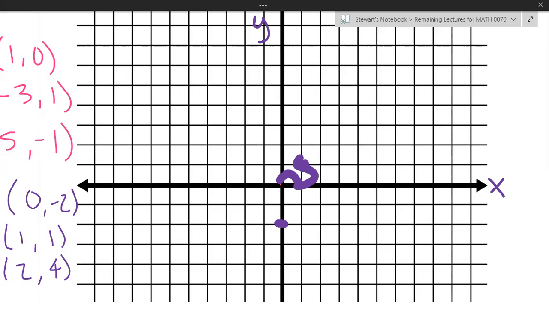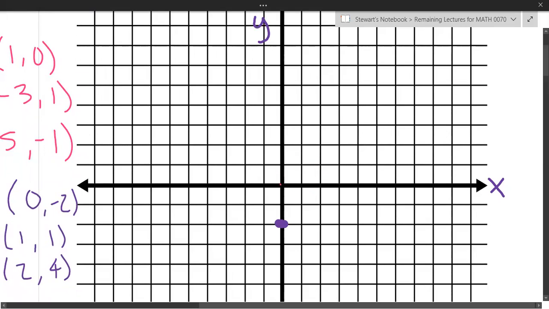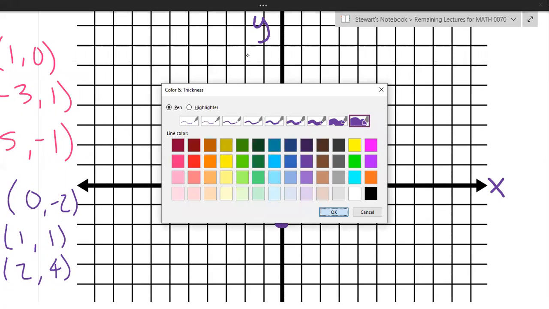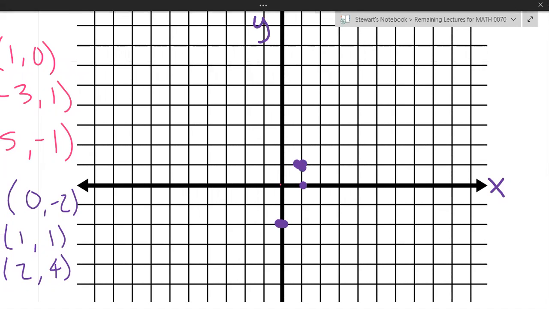Let me fix that just a smidge. So we're going over to the right 1, up 1, and this is where we're ending up. And then we have 2, 4. So we're going over 1, 2. Then we're going up 1, 2, 3, 4. And this is where we're ending.